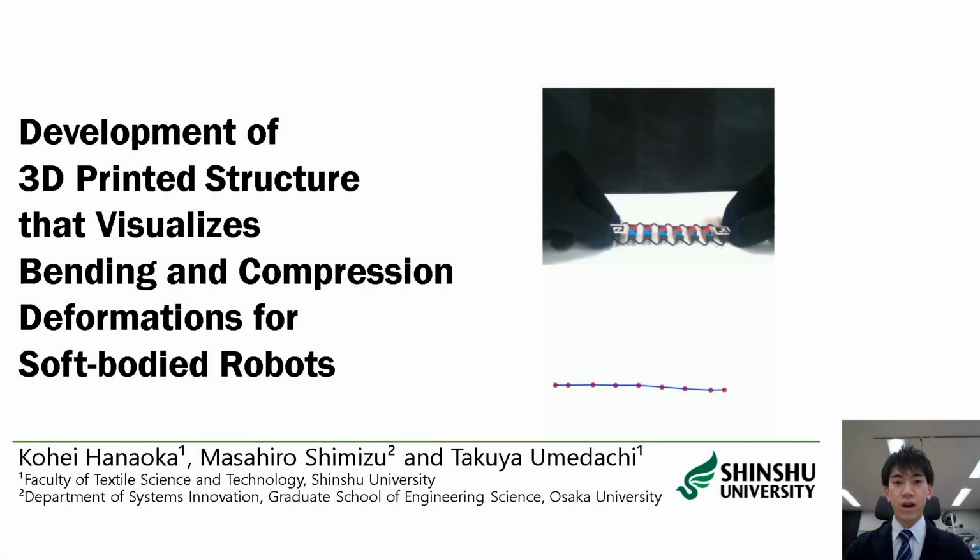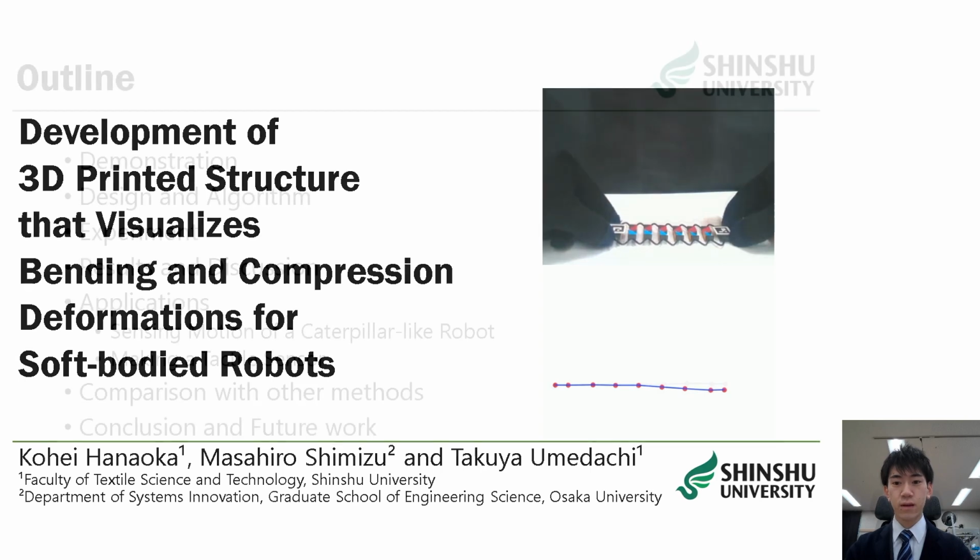Today, I will talk about the topic entitled Development of 3D printed structure that visualizes bending and compression deformations for soft-bodied robots. The right side movie shows our proposed method, which can sense the bending and compression deformations simultaneously.